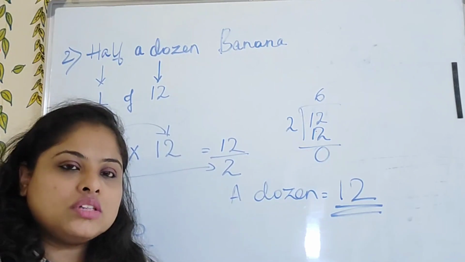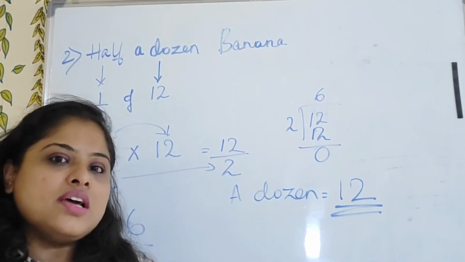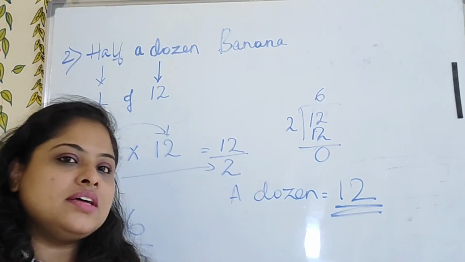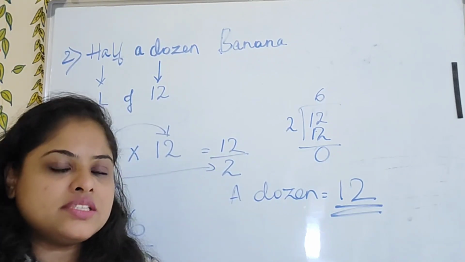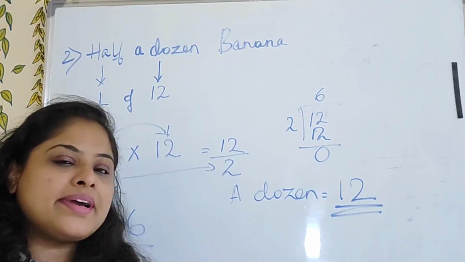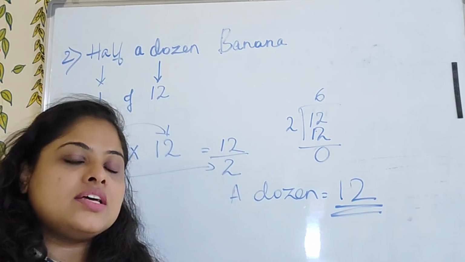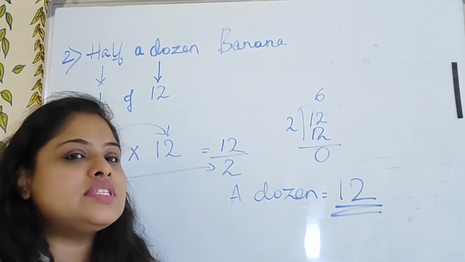Whenever you talk with your friends or with your parents, you need to include all this kind of mathematics, like half a dozen bananas, let's say half a dozen of bangles. All this includes 1 by 2, and half of a dozen is nothing but 6. So 1 dozen is 12 and half is 6.